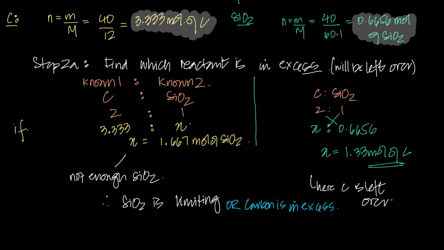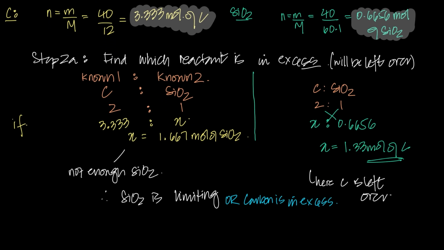Now that I found out my limiting, because the game is about limiting, step 2B is what we will be doing: we will use the limiting reactant and find the ratio of the limiting known to the unknown.